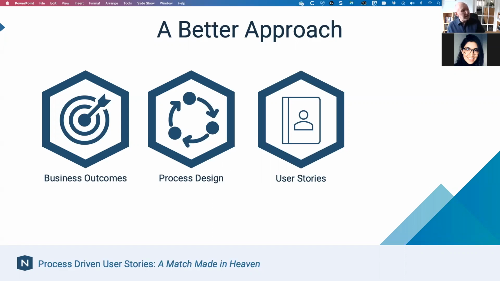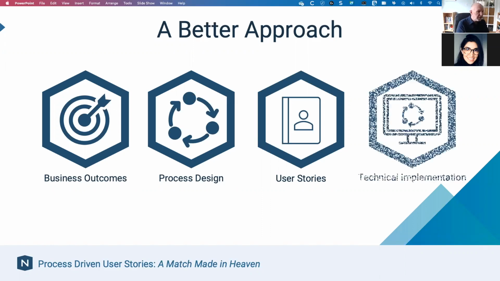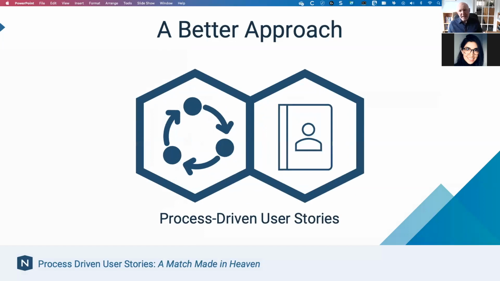So from the process design, we go into the user stories, which really takes into account the voice of the customer. So business outcomes, process design, user stories. And then when you have that, you're in a really good position to do the technical implementation. And I see this as being the bridge between the business objectives and the technical implementation. And I'm calling this process-driven user stories.